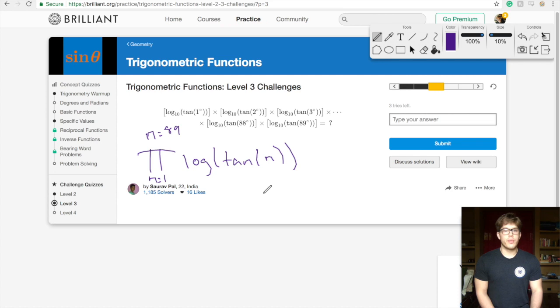What do I know about tangent? Well, I know tangent is sine over cosine. Okay. And what do I know about logarithms? Why is the logarithm going to come in handy? And this is specifically log base 10. Pretty much the most common log other than the natural log.